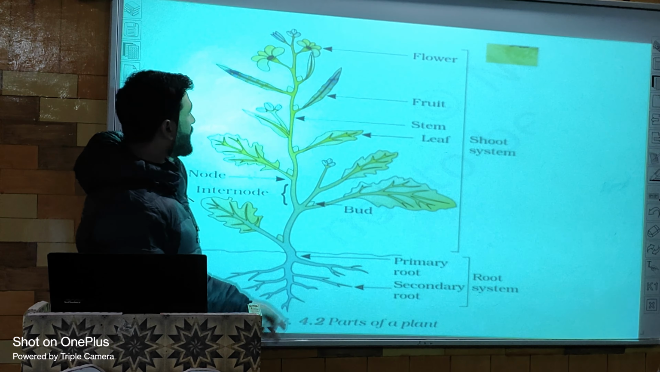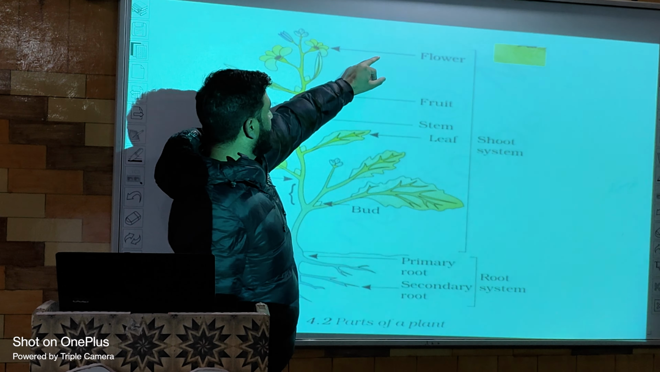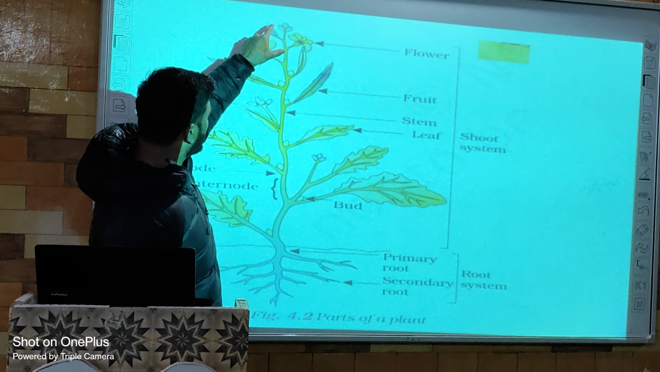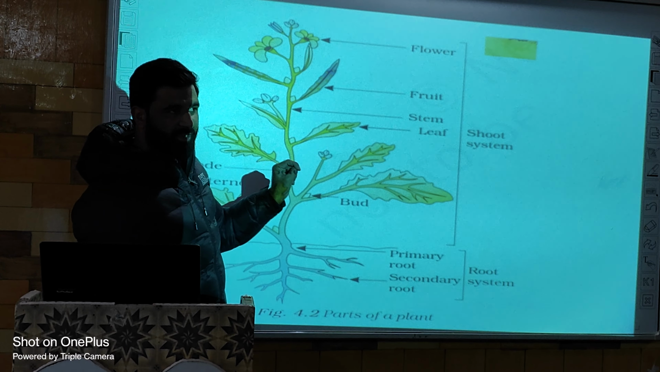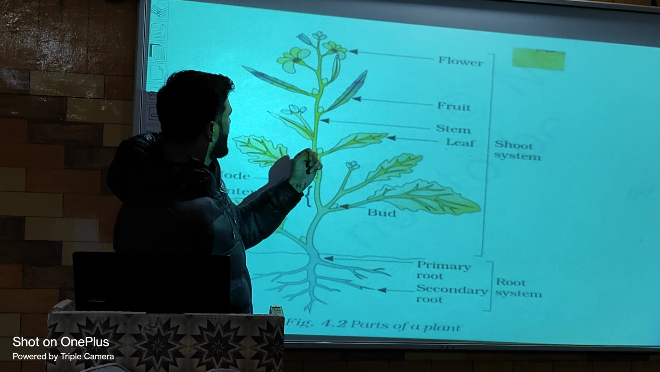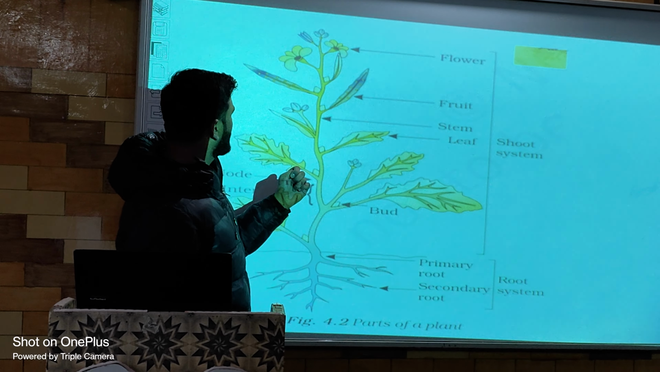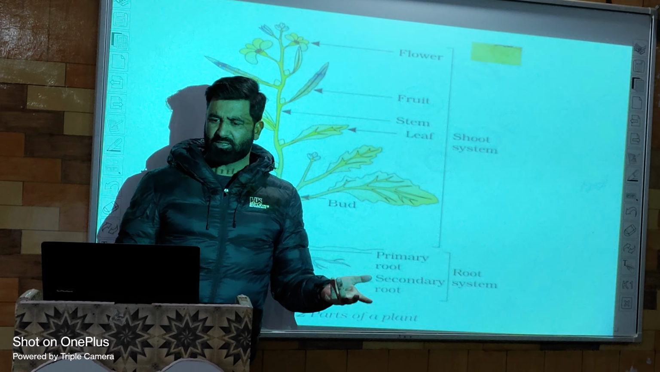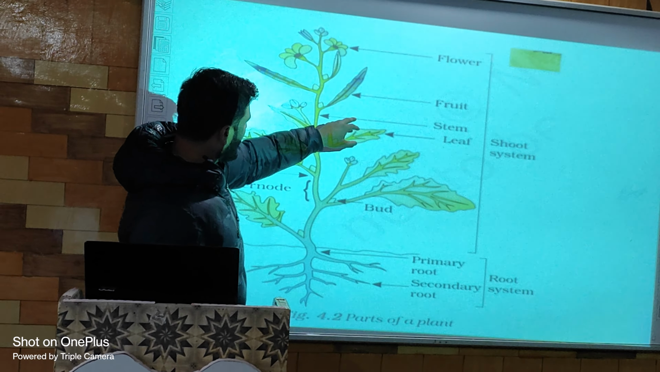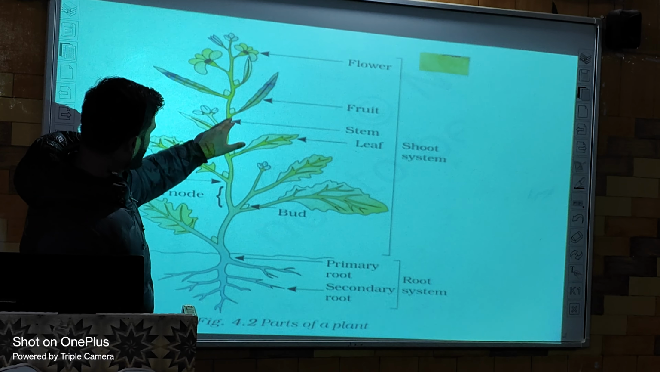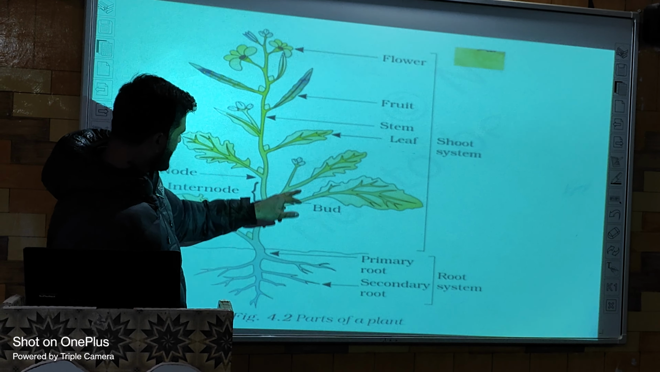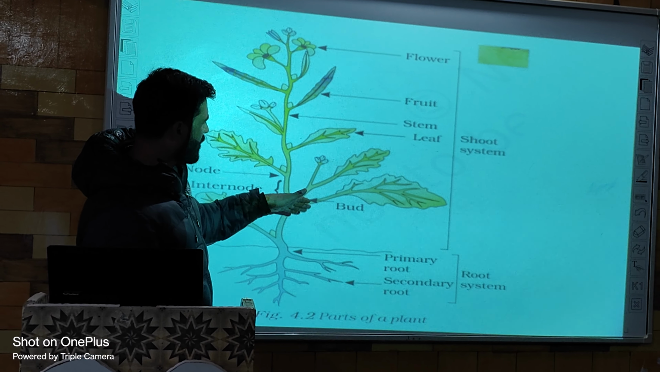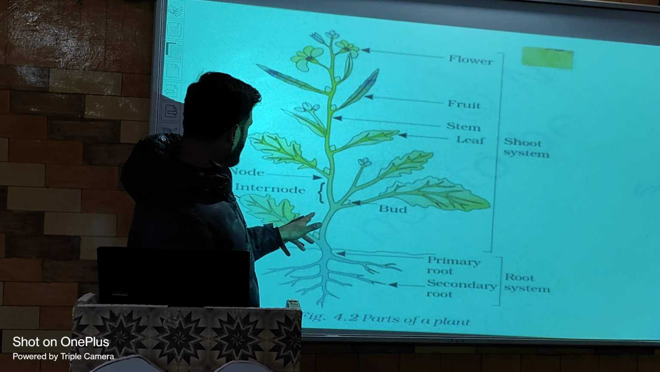In the shoot system, you look here, you find the flowers. The color of this flower is yellow, and there is another type of flower whose color is purple, and there are the fruits. The fruits are of different colors, the red color of the fruits, green color of the fruits. So you will find different types of these fruits. And here is the stem, this is the leaf, and this is the bud. Branches or leaves grow from these buds.